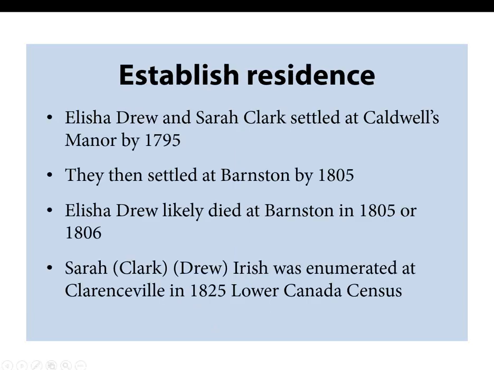Okay, so here we're establishing the residence of Alicia Drew. So they're in Caldwell's Manor by 1795, and then by 1805 they're in Barnston. And we know that Alicia's probably dying in Barnston in 1805 or 1806. Sarah outlives him, and she's enumerated in Clarenceville in 1825, and that's also in the Eastern Townships. So the big year here is 1805 or 1806, because if I want to prove the children of Alicia Drew, my one goal is to see if he has a will. So understanding that he probably is dying in Barnston in that year is crucial, because that's going to be my first target.